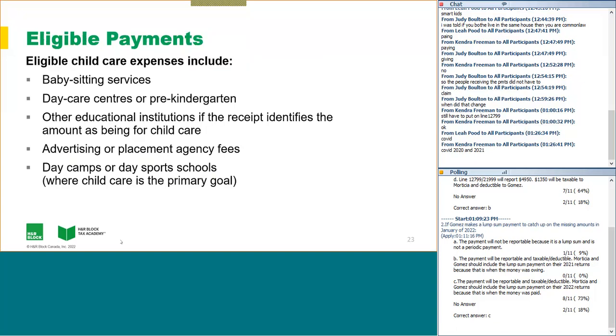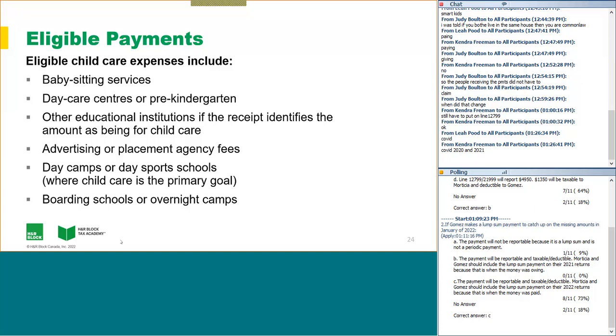Okay. What can you claim child care expenses for? So there's a whole list. They're going to fall into one of these categories. So babysitting, daycare centers or pre-kindergarten, other educational institutions if the receipt says childcare. So if you look at your textbook, it's really excellent on this section. The textbook will tell you that certain things don't qualify. So providing food doesn't qualify, providing tutoring or educational opportunities doesn't qualify, but actual childcare, supervising children because you can't be with them, does.